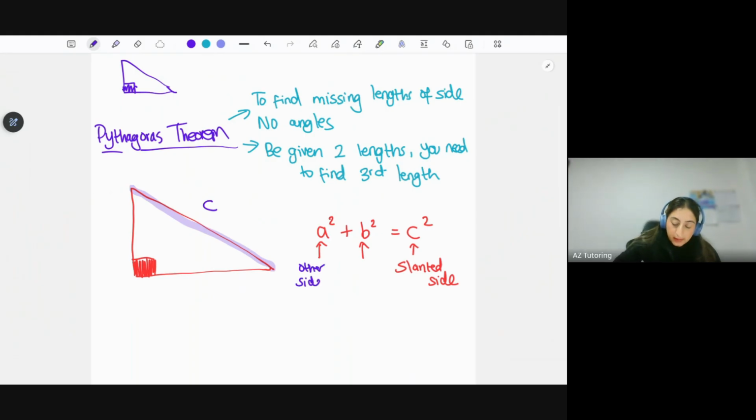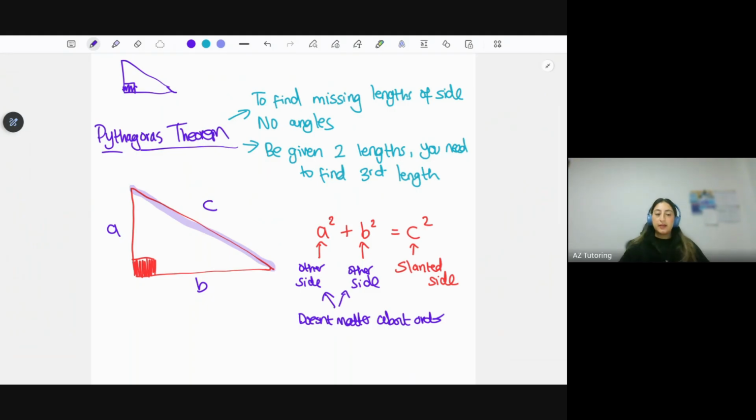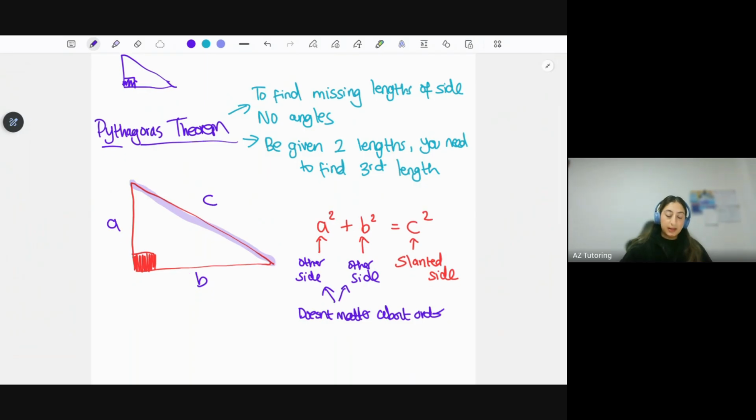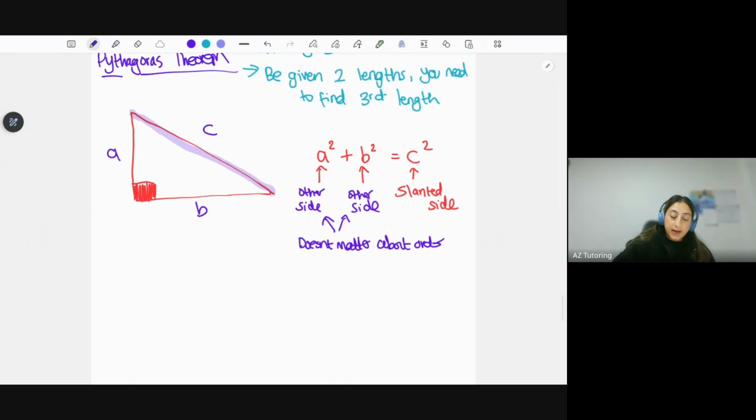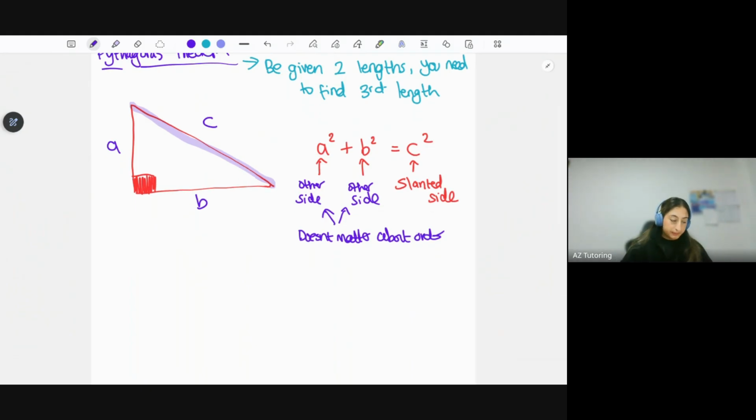Other side and other side, it doesn't matter about the order. So I'm going to label that as B and that as A. It doesn't matter which side you do it on, you're going to get the same answer. But as long as C is labeled first, C has to be the slanted length. So what that is basically saying is, to find C, you do A squared plus B squared.